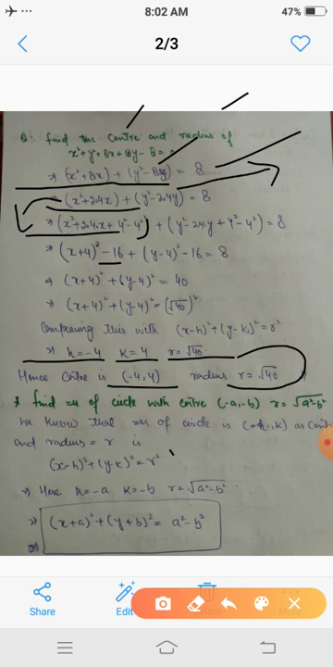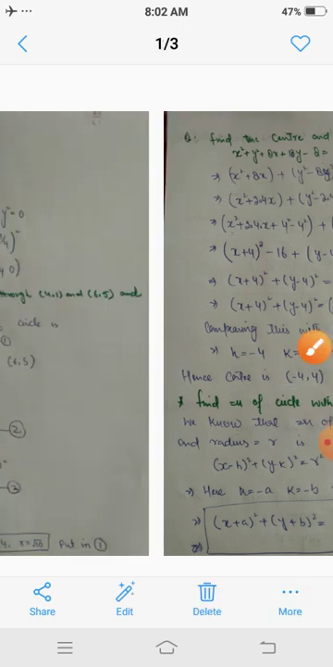Now here the general form, or the equation of the circle, is (x minus h) whole square plus (y minus k) whole square equals r square. Here h is minus a, k is minus b, and r is root a square minus b square. On substituting, we simply get (x plus a) whole square plus (y plus b) whole square equals a square minus b square.